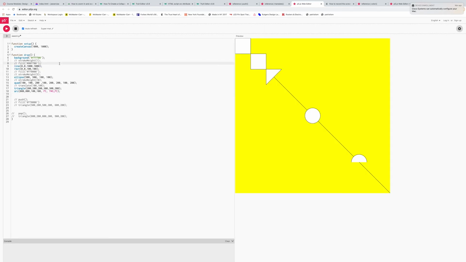Now let's start to talk about how we can alter these shapes in terms of color and stroke weight. So first thing we're going to do is add some stroke weight.